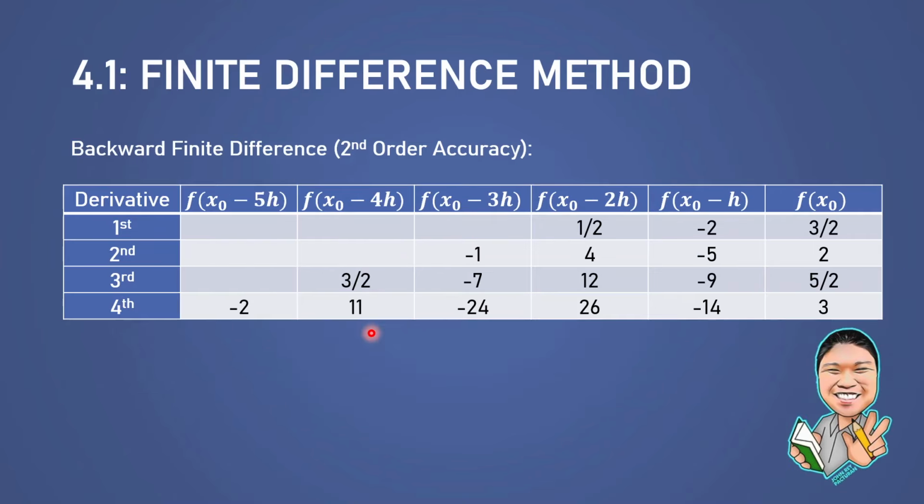So, the same table is for backward finite difference. Kaya naman na siya natawag na backward kasi f of x sub o, pa-backward siya. F of x sub o minus h, pa-backward. F of x sub o minus 2h, pa-backward ulit. F of x sub o minus 3h, so pabawas naman, kaya backward siya. And these are for first, second, third, and fourth.